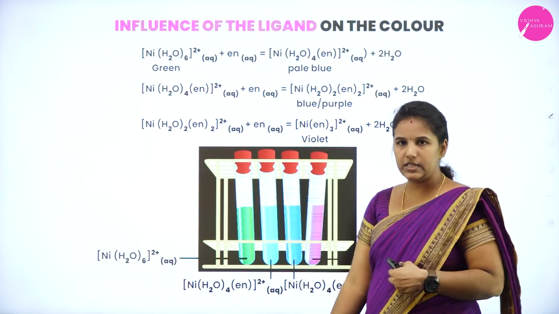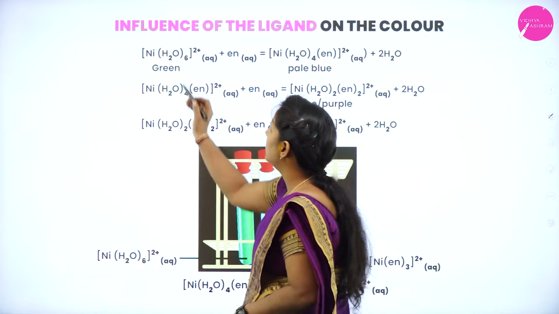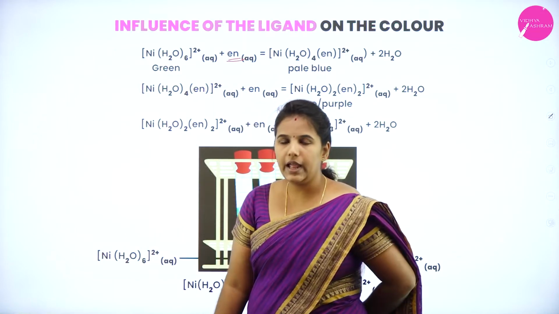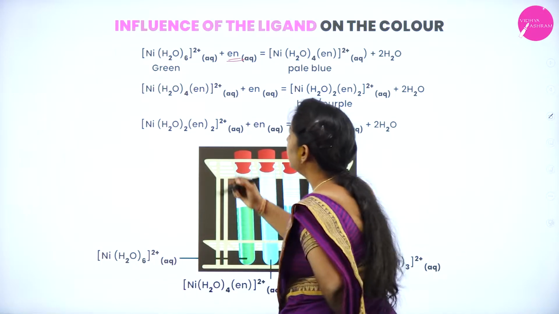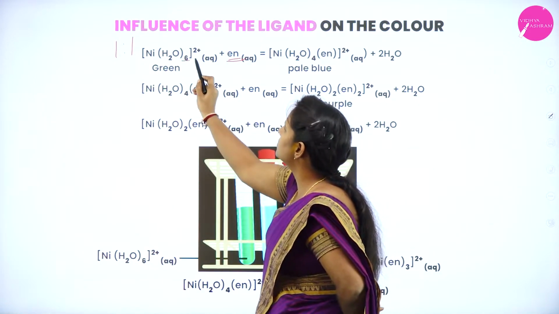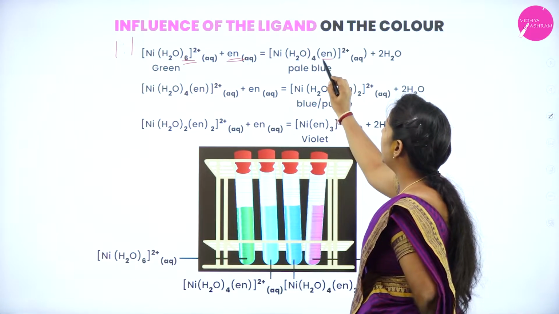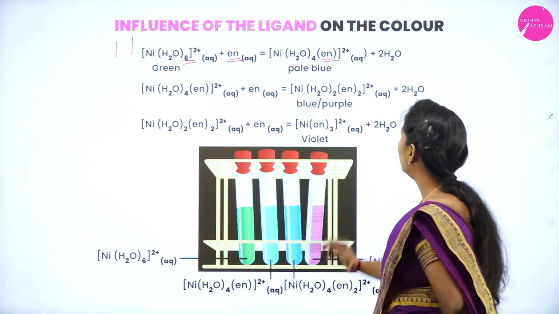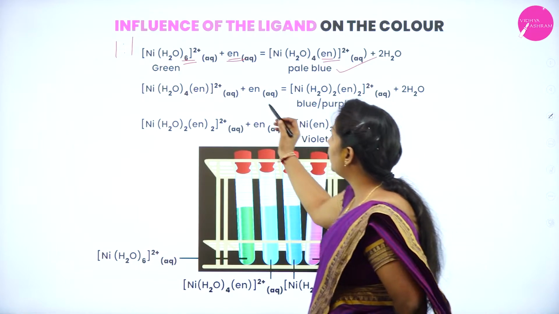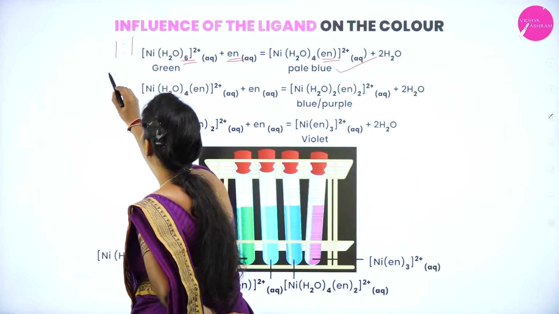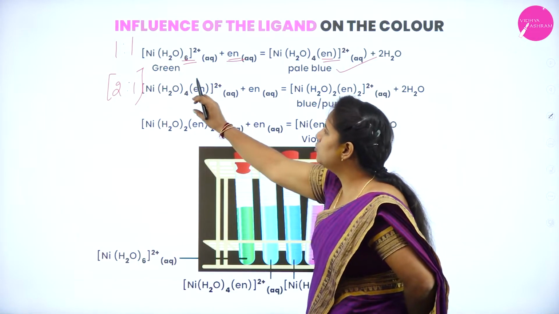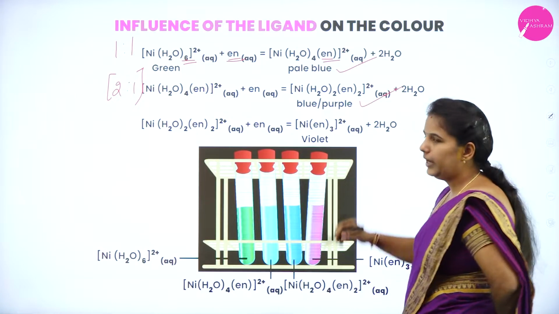So here I have a series of reactions. You can see that for hexa-aqua nickelate 2+, if you add ethane 1,2-diamine as a ligand in a 1:1 ratio, it forms what? It removes 2 water molecules, gets added up with the en, and forms a pale blue color. Again, if you add one more ethane 1,2-diamine in a 2:1 ratio, it again removes 2 more water molecules and it becomes what?